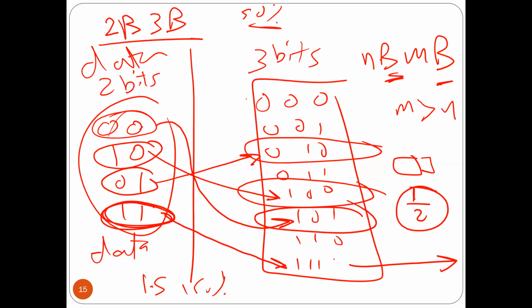Anyway, so you are going to add more bits, and this is for sure going to reduce the bit rate, right? Because you have to add more bits here. Okay. Any questions?